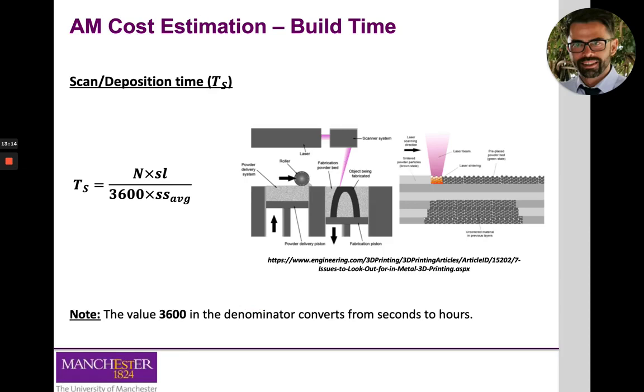Once we know the number of parts that we can fit, then we need to multiply that number of parts by the scanning length. And this is the total distance that our printhead or laser will be traveling in order to build our parts. This is then divided by the speed at which this laser or printhead will be traveling. And obviously this average scanning speed depends very much on the system that we use. I'd just like to draw your attention that the value of 3600 here is normally used to convert the total scanning time from seconds to hours.